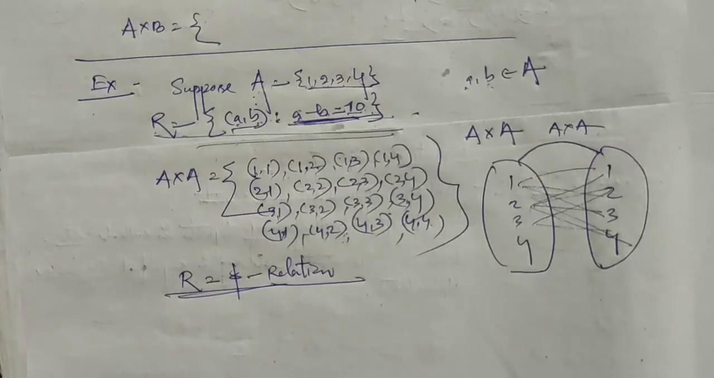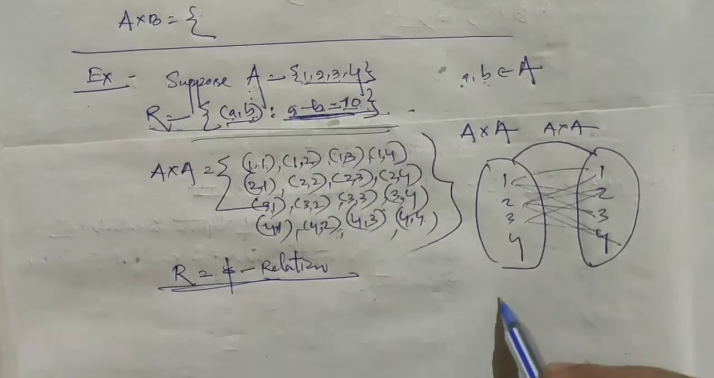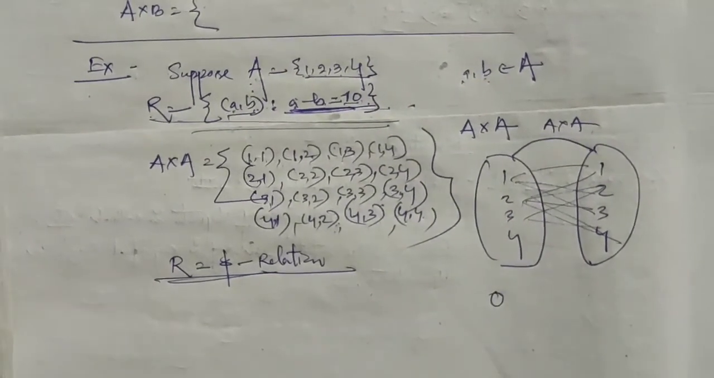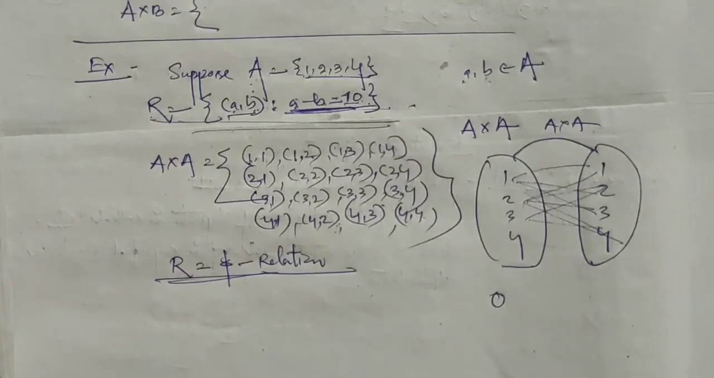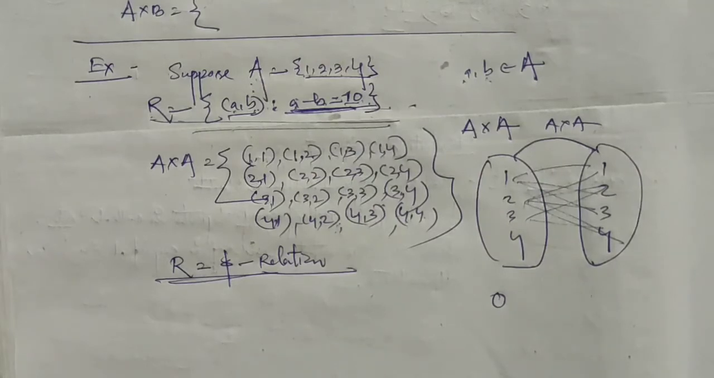And you must not be confused between phi and zero. Zero means there is something, but phi means there is nothing. Sometimes you feel like zero means there is nothing. No. Zero means there is something, but the value is zero. But phi, the value is nothing. Not even zero. Okay.